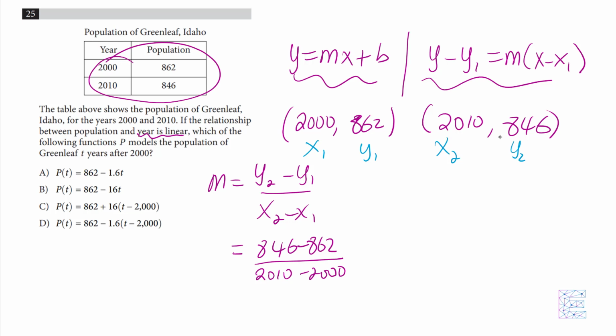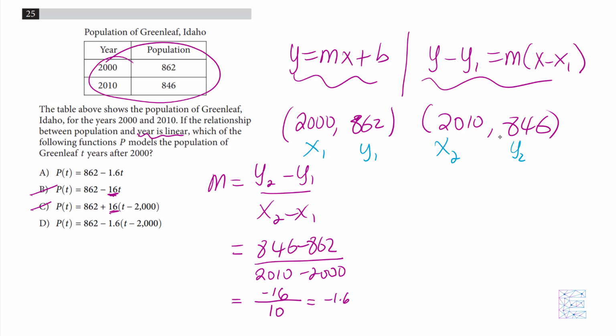Thankfully, the denominator is easy to work out. 2010 take away 2000 is just 10. 846 minus 862 is negative 16. So we then know negative 16 divided by 10 is negative 1.6. So we know the slope is negative 1.6, which means we can eliminate B and C. Why can we eliminate those? They're showing a slope of 16, whereas our slope is 1.6. So we are left with those two options.